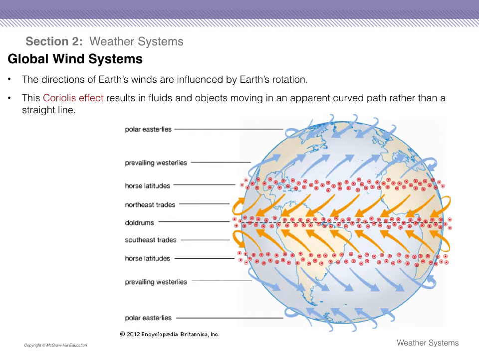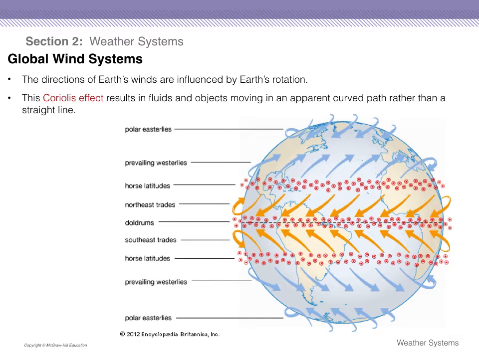Section 2, weather systems. The directions of Earth winds are influenced by its rotation. The Coriolis effect results in fluids and objects moving in an apparent curved path rather than a straight line. So we have several listed in this diagram. We have the polar easterlies, we have the prevailing westerlies, the horse latitudes, the northern trades, the southeast trades, and the prevailing west and the polar easts.